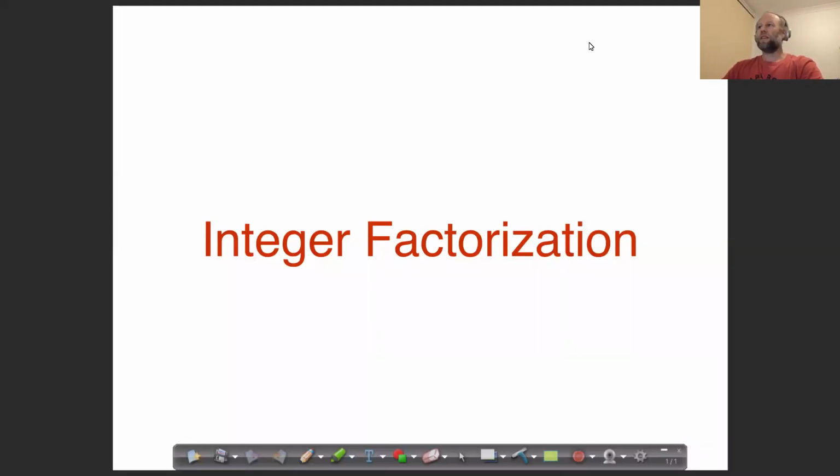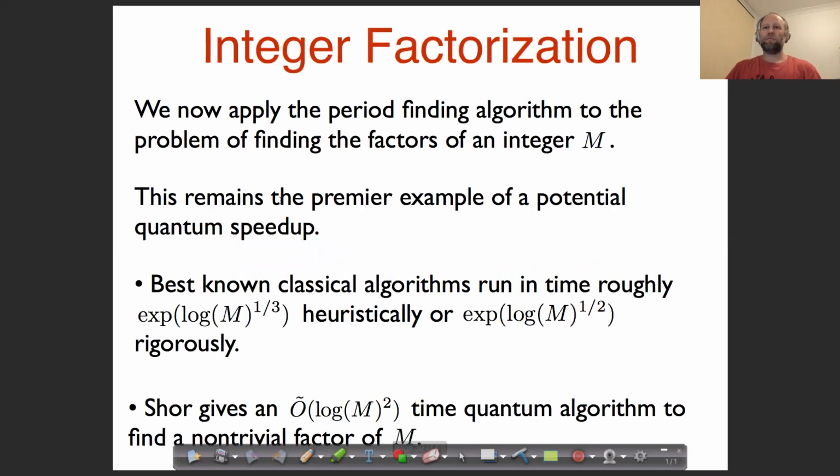Okay, so now we're going to see how the relaxed version of the period finding problem that we talked about in the last segment suffices to actually factorize integers. This actually remains the premier example of a potential quantum speedup. I say potential because of course we don't have any classical lower bounds on the complexity of factoring, but after years and years of people trying, the best known classical algorithms for factoring run in sub-exponential time.